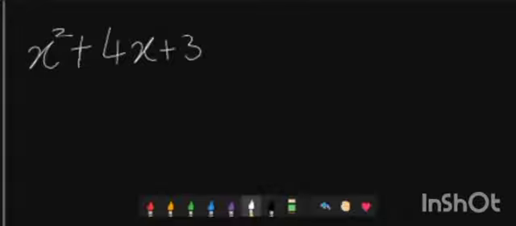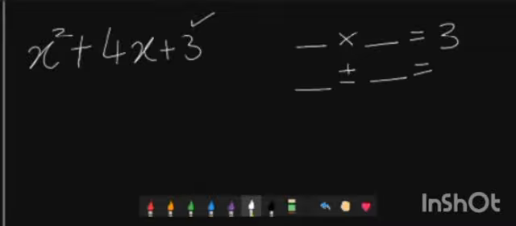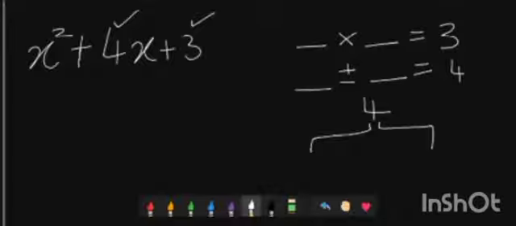First of all, you need to find two numbers which, when you multiply, will give you this number, which is 3, and when you add or subtract those same numbers, it gives you the 4, which is this number. Middle term breaking means actually breaking the middle term, which is 4 in this case, into two terms which, if we multiply, will give us 3, and if we add or subtract, will give us 4. So this is a really easy example.